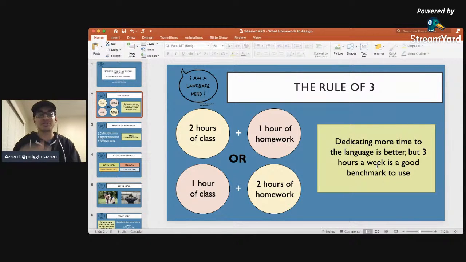So 3 hours a week is a good benchmark to aim for, to give your students, and of course on the language learning side, for you to actually put into the target language.